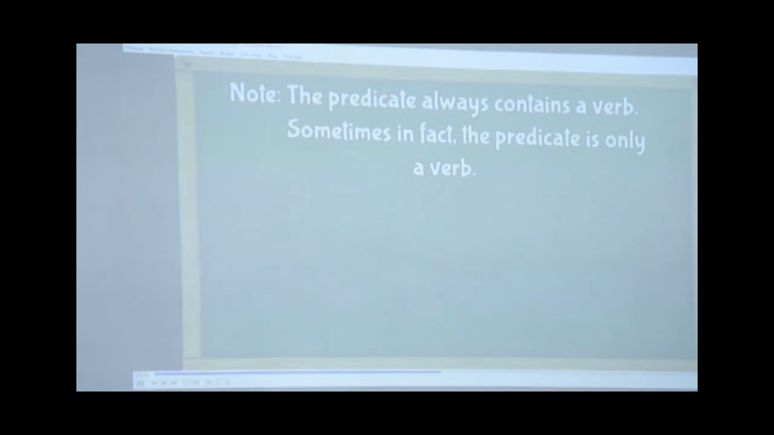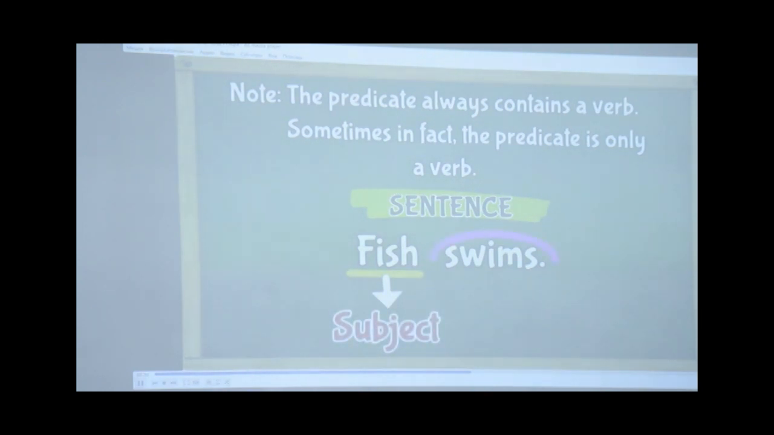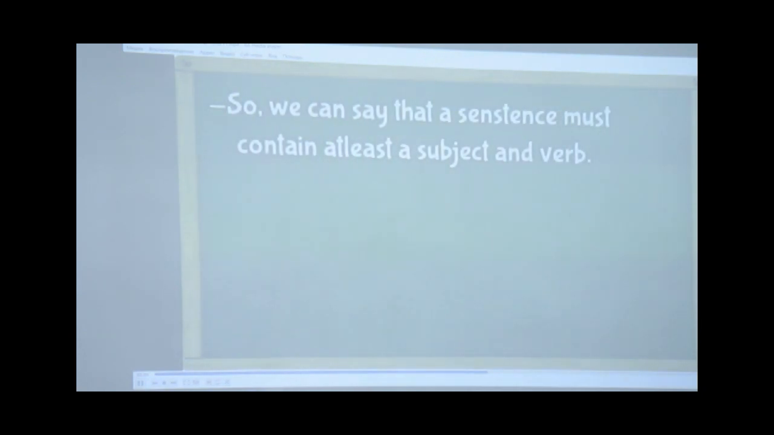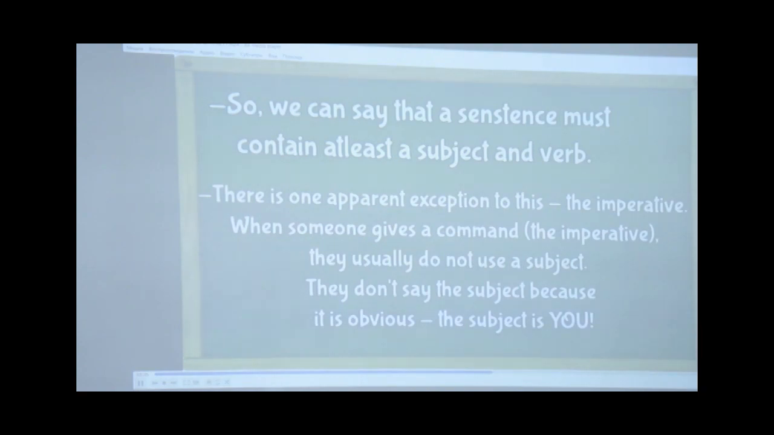Note that a predicate always contains a verb. Sometimes, in fact, the predicate is only a verb. Here's a sample sentence: Fish swims. Fish is the subject, and swims is the verb, and swims also is the predicate. So, we can say that a sentence must contain at least a subject and a verb. There is one apparent exception to this, the imperative.